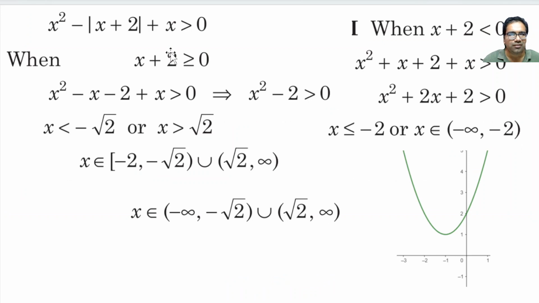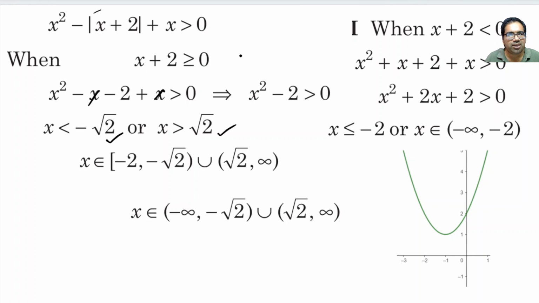Now, when x plus 2 is greater than or equal to 0, absolute value of x plus 2 will be x plus 2. So this equation will simplify to x square minus x plus 2 plus x. The minus x and plus x cancel. x square minus 2 should be greater than 0. That means x should be greater than root 2 or x should be less than minus root 2.